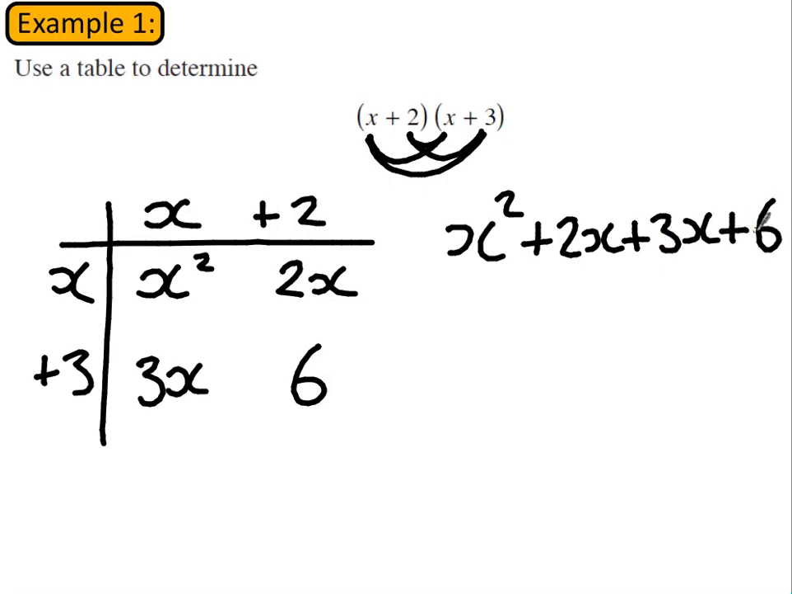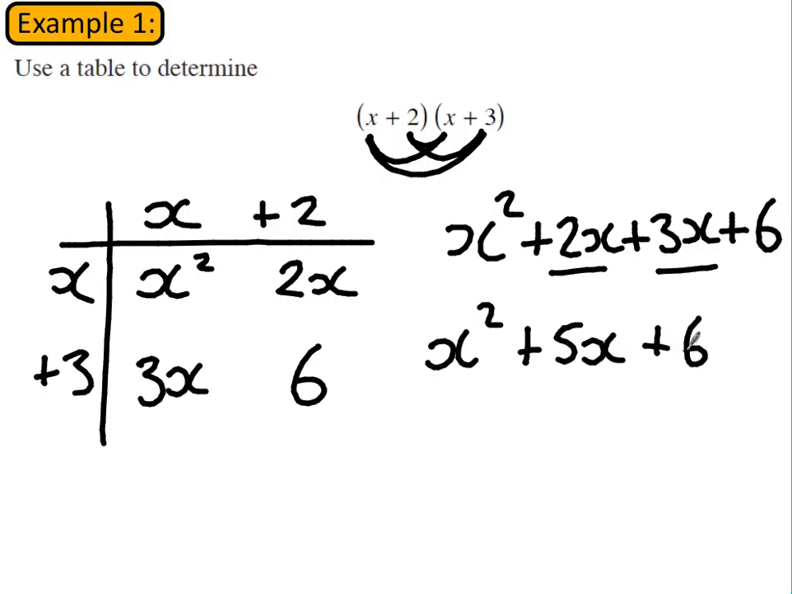But you may well recognize that this is not going to be our final answer, because these 2 middle terms could be collected together. If you remember our first lesson on this unit, you can collect together certain terms. So we could rewrite this as x squared, and that 2x and 3x can be added together to make 5x plus that 6.